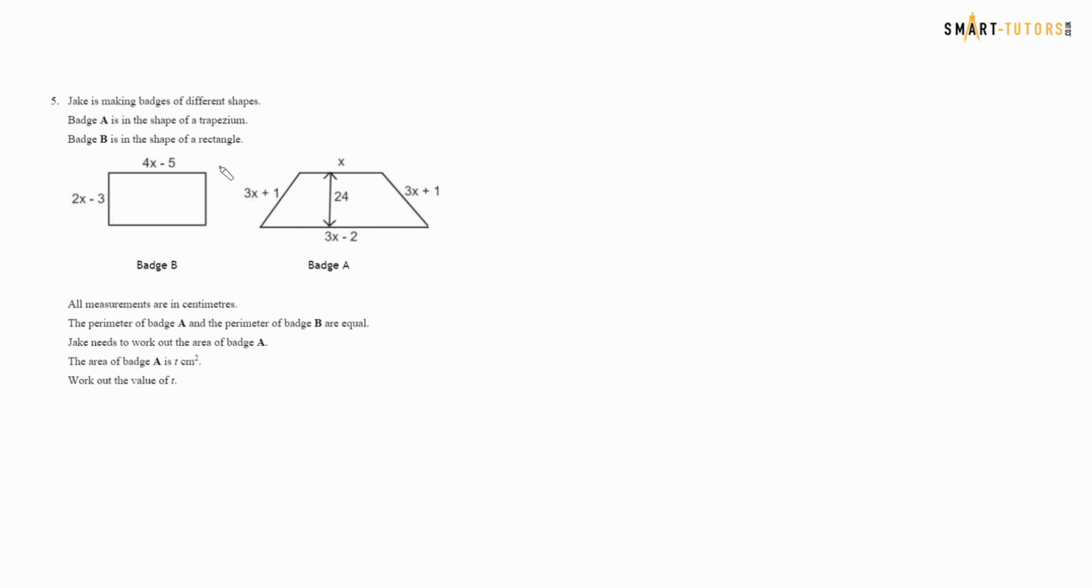Question number 5. Jake is making batches of different shapes. Batch A is in the shape of a trapezium, batch B is in the shape of a rectangle. All the measurements are given in centimeters. The perimeter of batch A and the perimeter of batch B are equal. That is the relationship. So find out the area of batch A. So that is the problem. The relationship is given, both perimeters are equal.